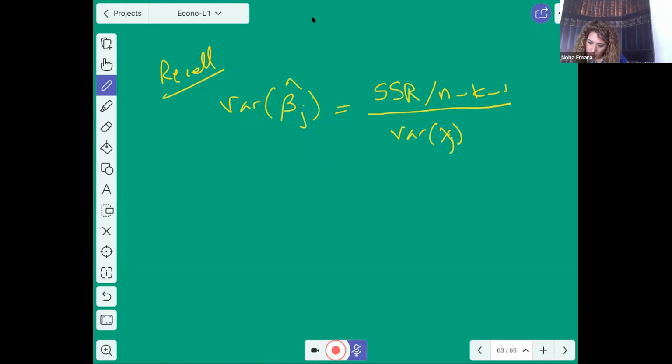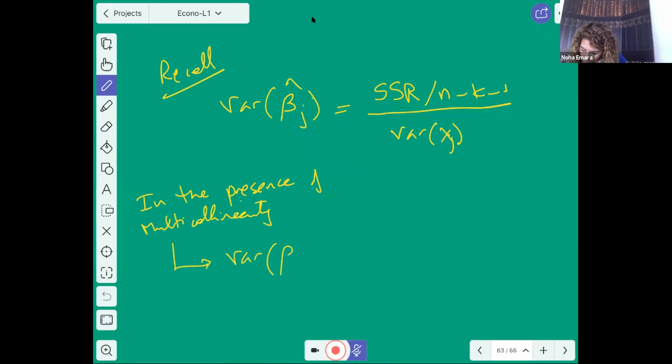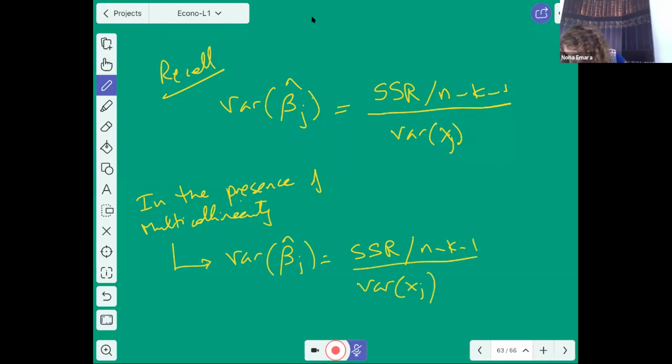However, in the presence of multicollinearity, this variance will not be accurately estimated because this variance would have something called the variance inflation factor. So in the presence of multicollinearity, over the variance of xj there would be an additional term here, and this additional term is called the variance inflation factor.